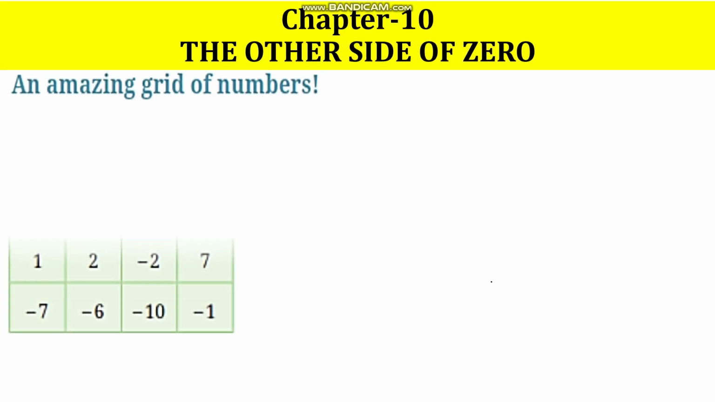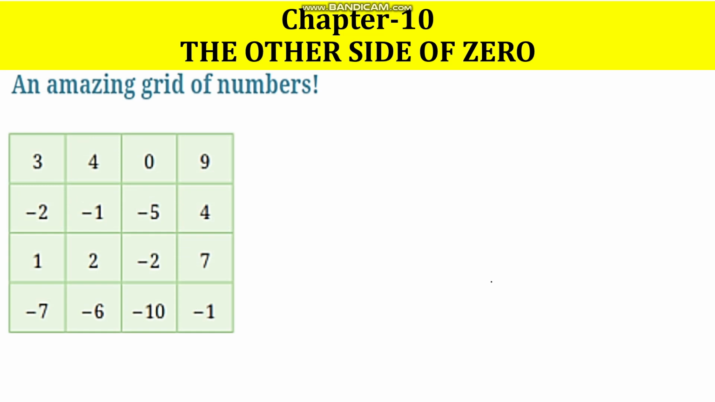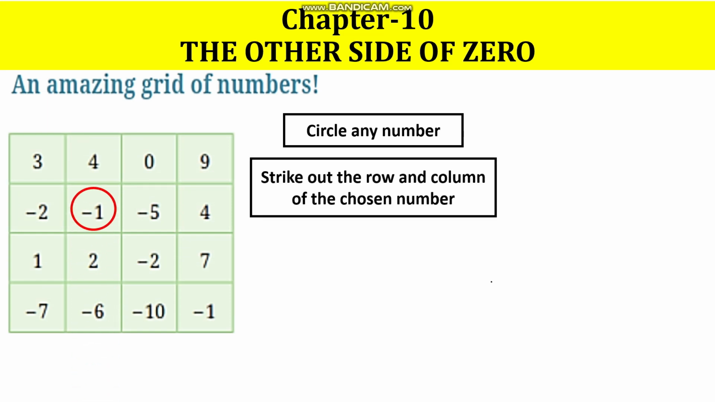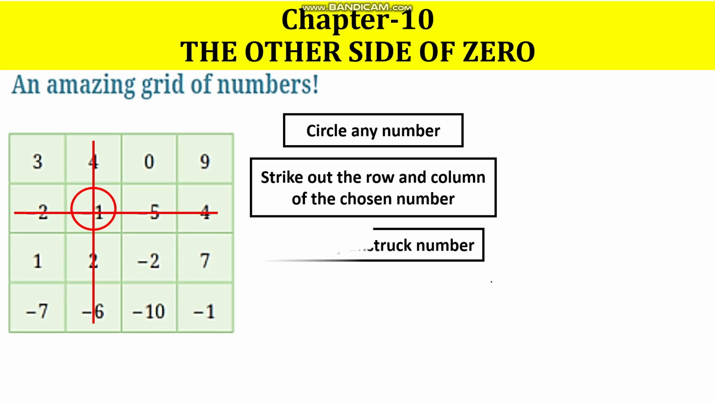Next is an amazing grid of numbers. Here you can see these integers are arranged in such a way that there is a pattern in it. First of all, circle any number in this. Suppose I circle -1. Now the second step is to strike out the row and column of the chosen number. So now we have struck out the numbers. Now again we need to circle any unstruck number. So let it be -7. Again we'll repeat the process.